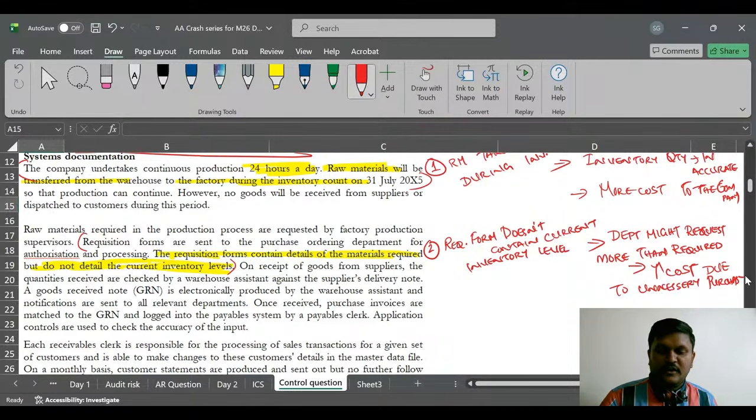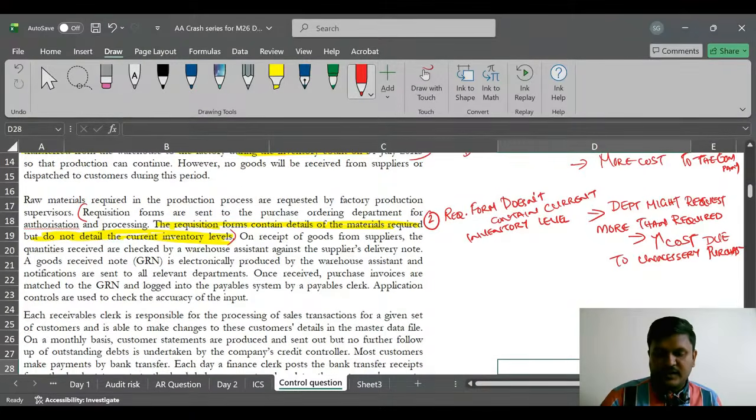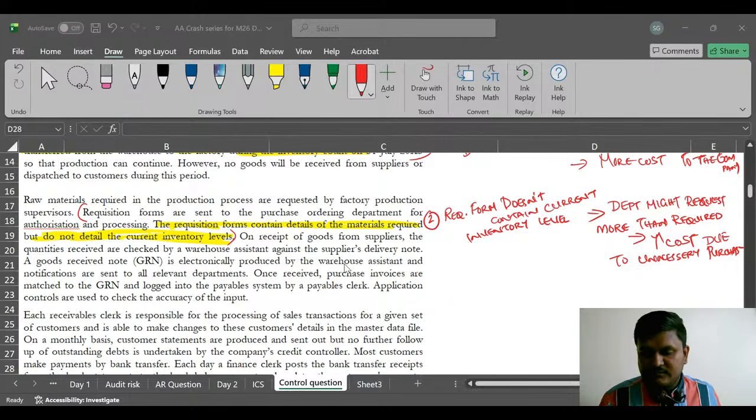So unnecessary or not needed purchase, that would be the case over here. I think that would be clear for you. So that would be the impact. We have identified the deficiency over here, and we'll be putting that into the framing.